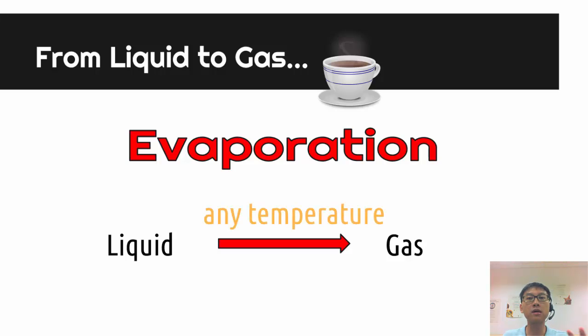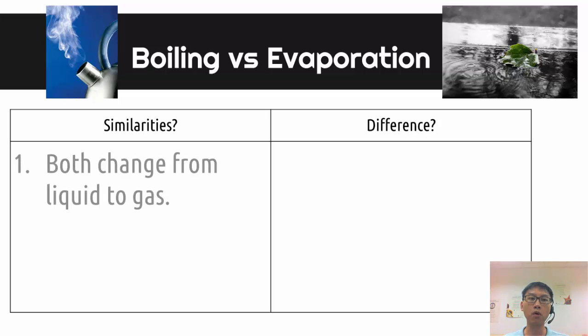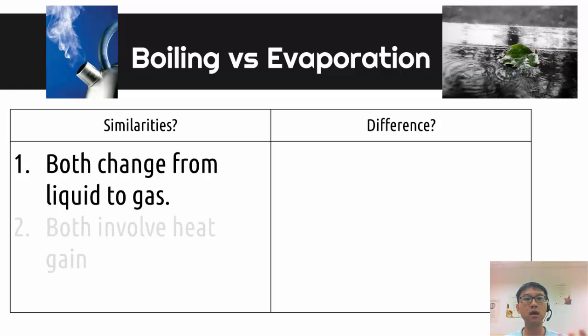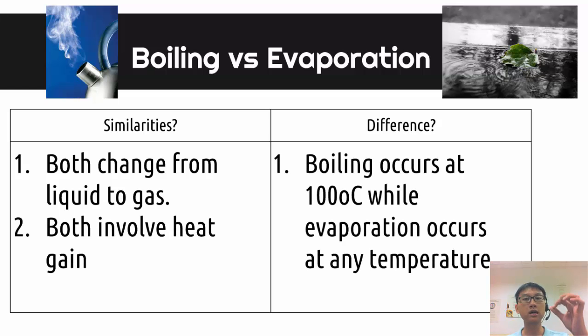Okay, now evaporation occurs at any temperature. It doesn't have to be only 100 degrees Celsius. Alright, and heat must also be gained to change water from liquid to gas. So what are some similarities and differences between boiling and evaporation? Both change liquid to gas. Both involve heat gain. The only difference is boiling occurs only at 100 degrees Celsius, while evaporation occurs at almost any temperature. Okay, it's just how fast it evaporates. The rate of evaporation differs at different temperatures.